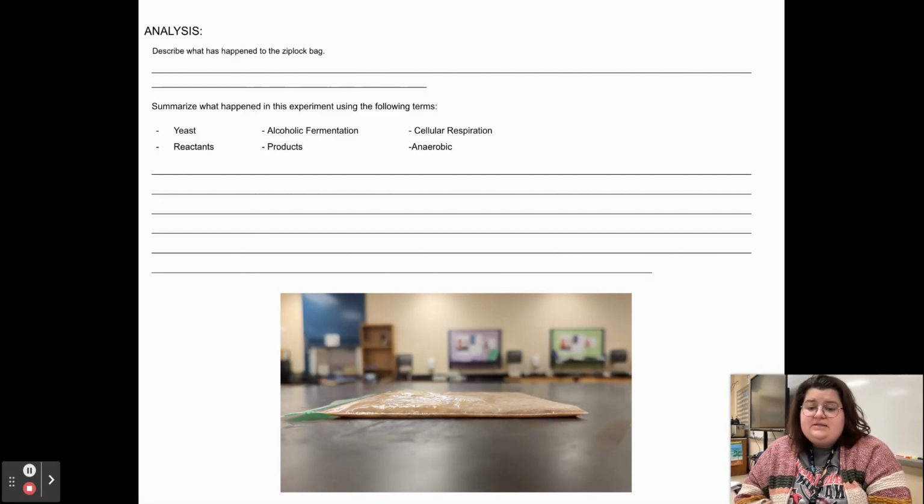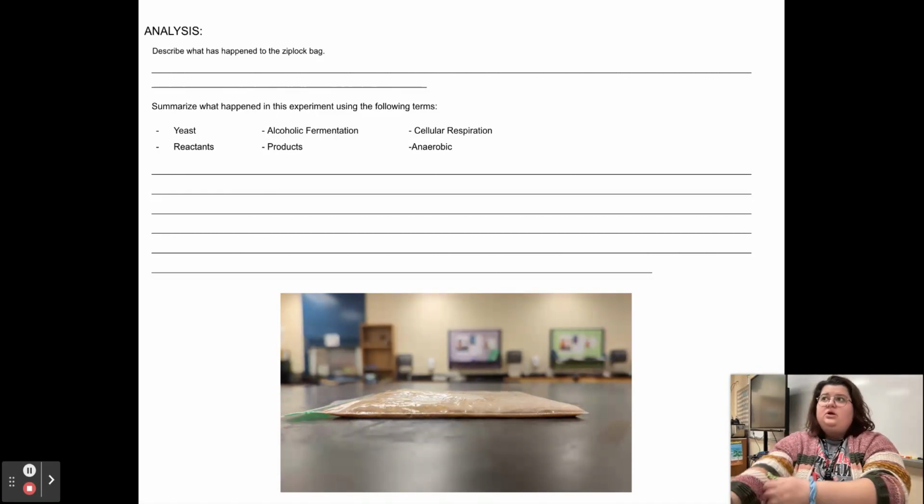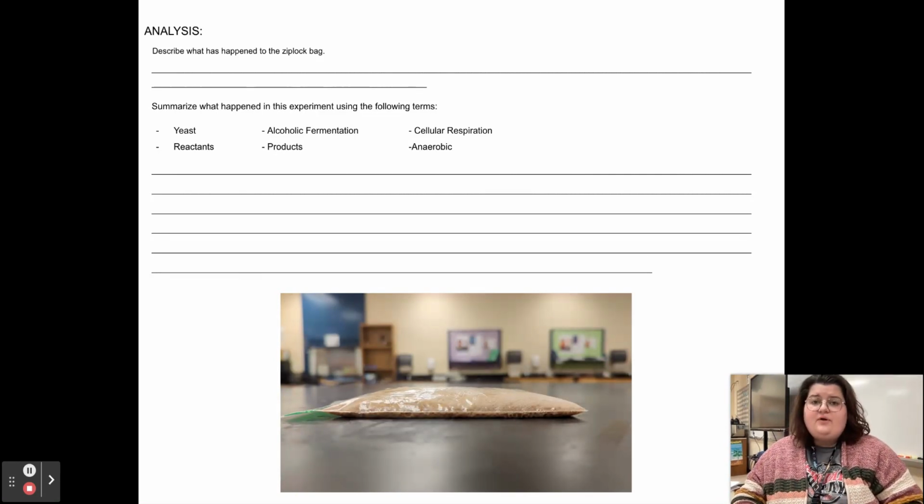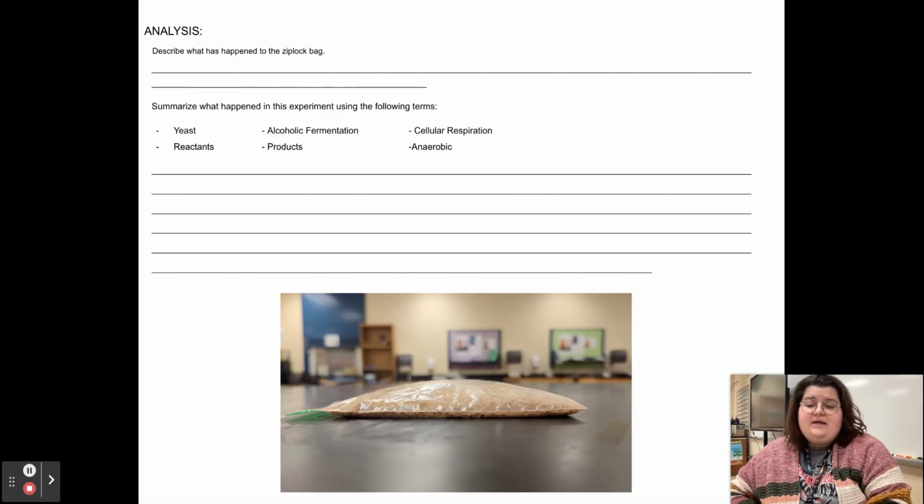I want you guys to get these done. These were worth 25 points, and it was a lab grade. So if you have a 0 right now, it's really bringing your grade down. If you get them in, I will grade them when I get to them, and then hopefully that will bring your grade up.